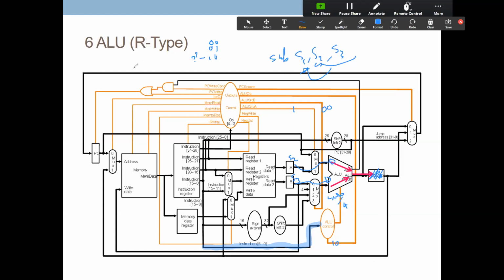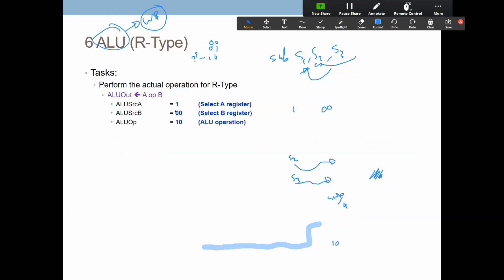So after state 6, which is the ALU or execution, now I can't go to fetch. I would need to go to a write back state. Okay? So let's just proceed. So as we said, ALU source A is 1 and ALU source B is 00, and here the operation comes out as 10.